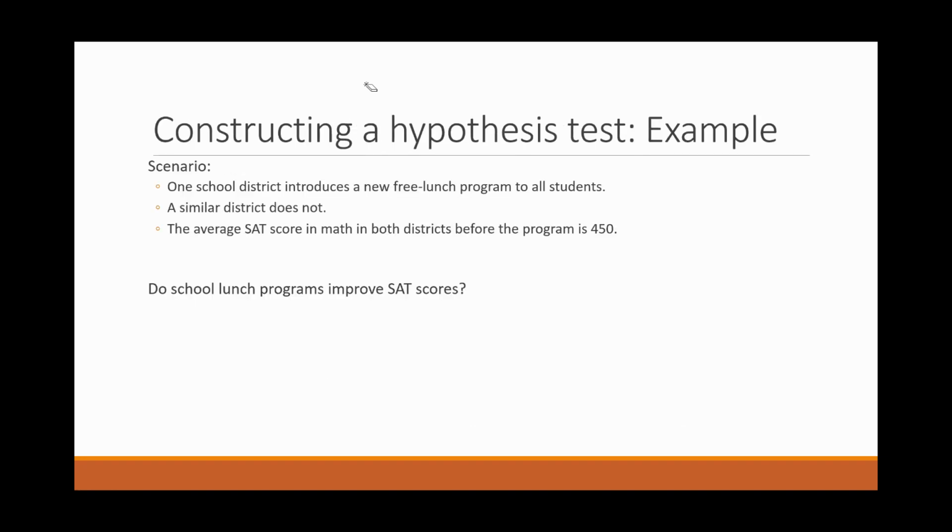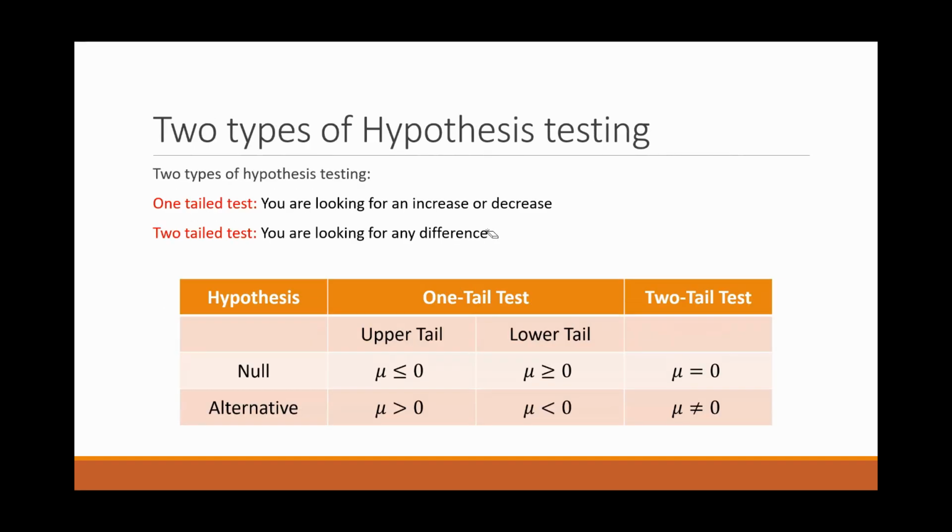So remember our research question here. Do school lunch programs improve SAT scores? So when you read that question, you know that we are doing a one-tail test. That is, we are asking the question, do school lunch programs increase test scores? All right. If that's what we're looking for, then we will come down here and we need to write hypotheses that correspond to it. If we're looking for an increase or a decrease, that means we have a one-tail test. One-tail test just means we're looking only at an increase or only at a decrease.